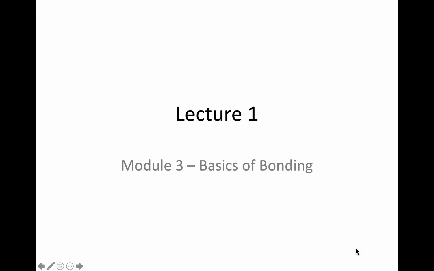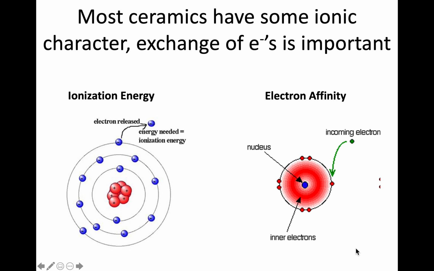All right. So now that we've looked at atomic structure and electron orbitals, let's look at some of the basics of bonding, some of the things that are going to help us talk about ionic and covalent bonding. All right. So most ceramics, and that's going to be, again, the focus of this class, have some degree of ionic character. So that means some degree of ionic bonding, and that means the exchange of electrons, and that's going to be important.